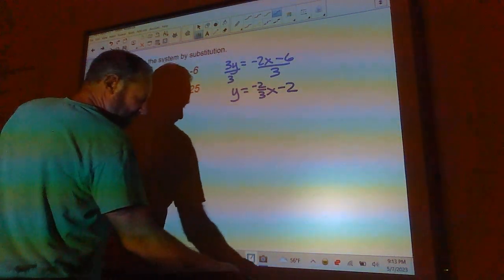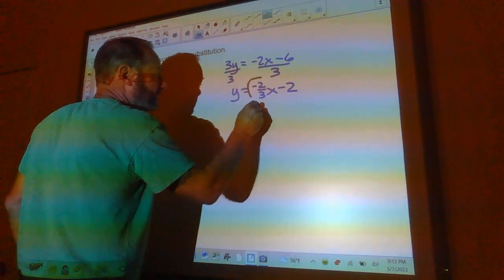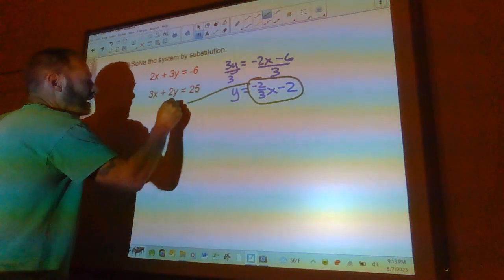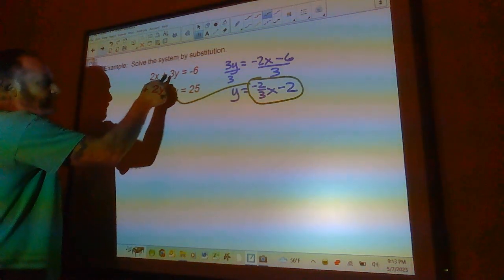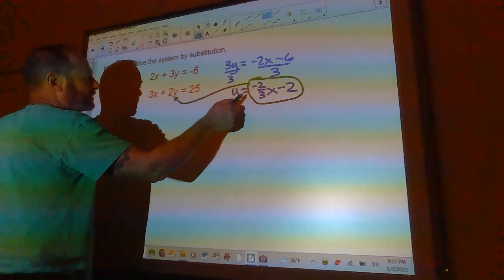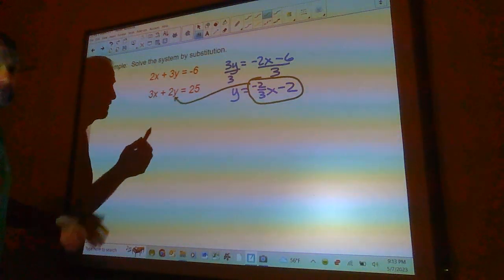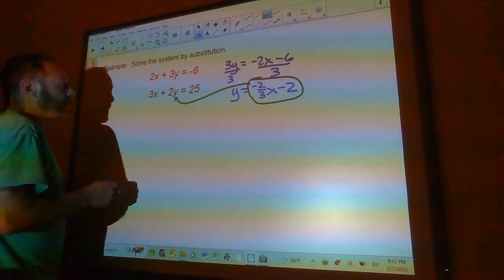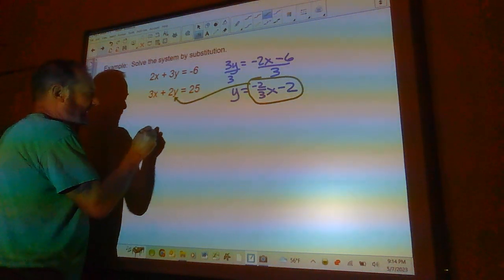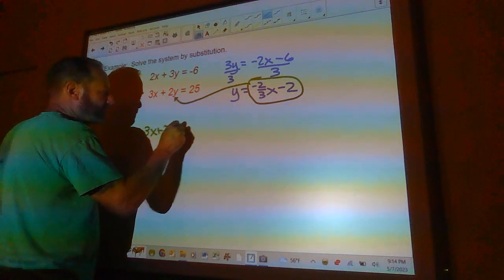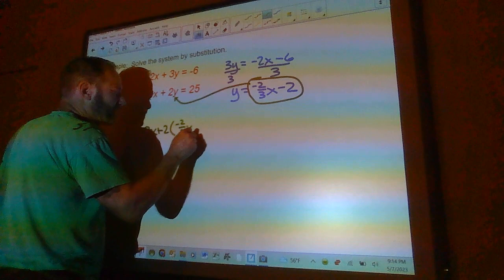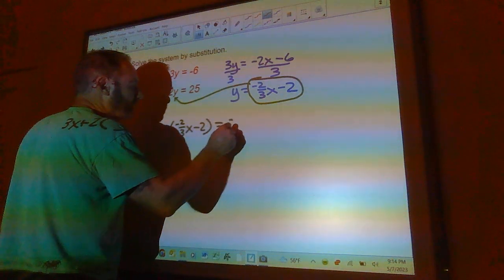Now I'm going to take this right here. This is my y. I'm going to put it into this equation. I cannot put it back in this equation because that's the one I worked on. If I put it in here, everything's going to disappear. It's going to be 0. So this is going to become 3x plus 2 times negative 2/3 x minus 2 equals 25.